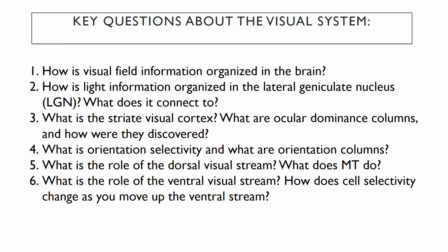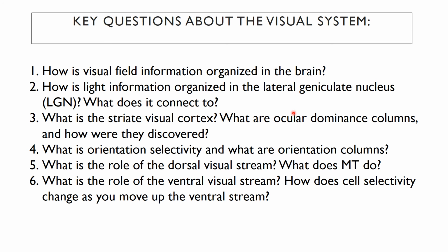All right. So here are some key questions about the visual system. How is visual field information organized in the brain? So knowing which parts of the brain have different parts of the visual field and how we split that up. How is light information organized in the lateral geniculate nucleus? What is the lateral geniculate nucleus connected to, and how is it connected, using parvocellular and magnocellular information?